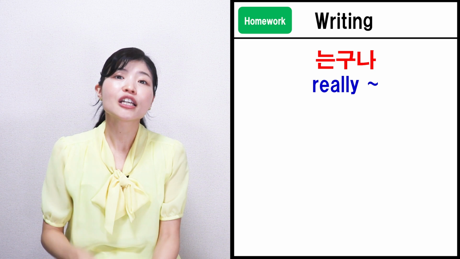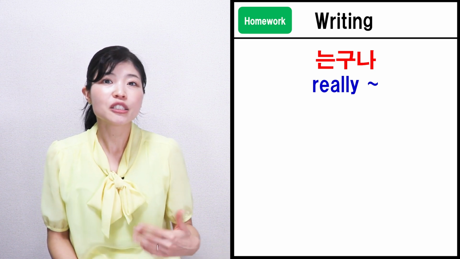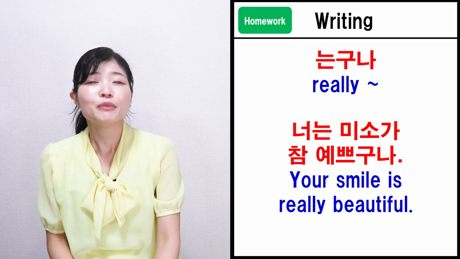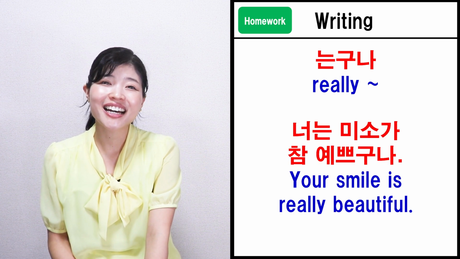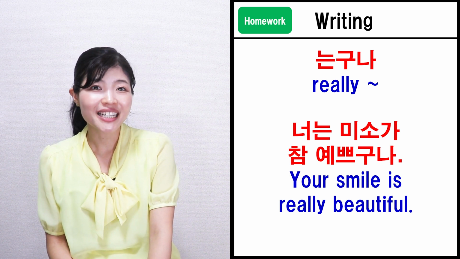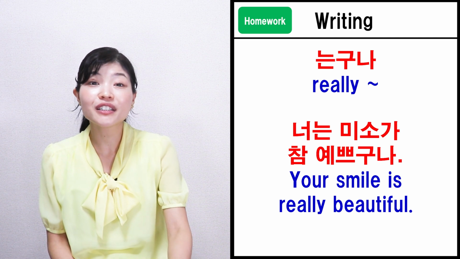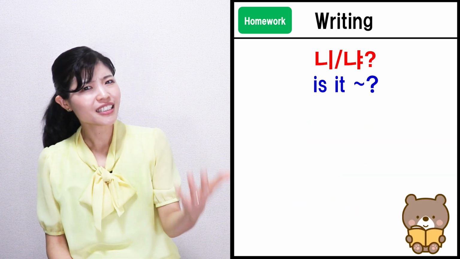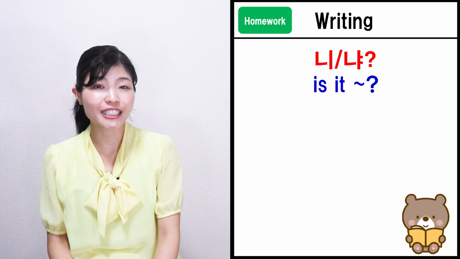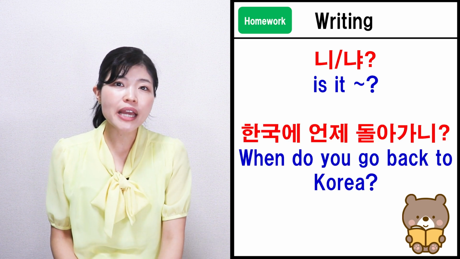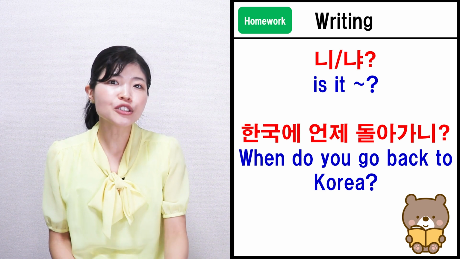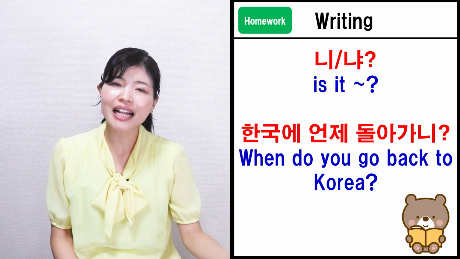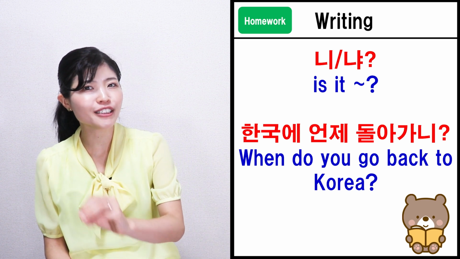For the second sentence, please use 는구나, really, to make a sentence about something you discovered. For example, 너는 미소가 참 예쁘구나. Your smile is pretty beautiful. It is a good line when you want to flirt with a lady. For the third sentence, please use 니냐, is it, to make a query in casual conversation. For example, 한국에 언제 돌아가니? When do you go back to Korea? Please remember that 니 has a familiar, gentle atmosphere and 냐 has a strong male nuance.